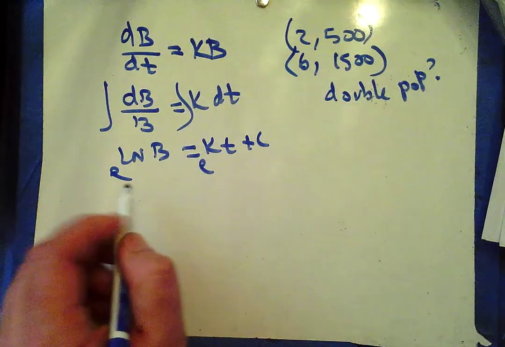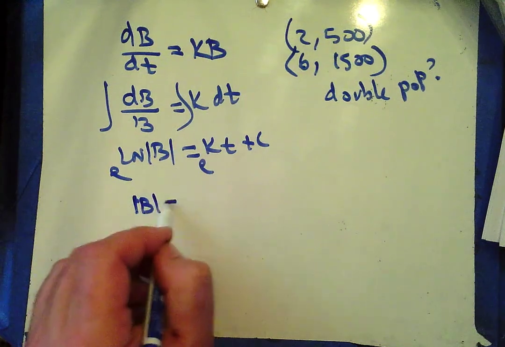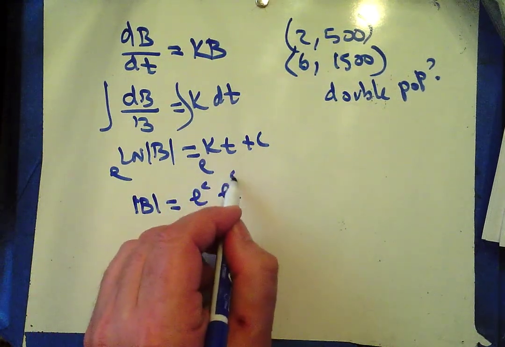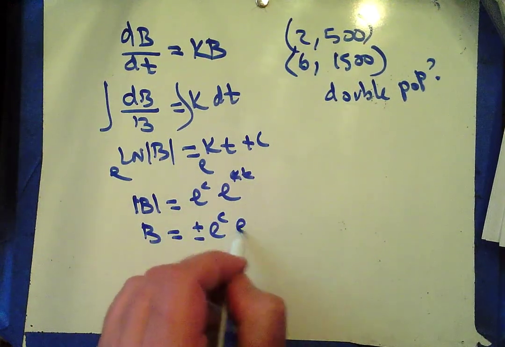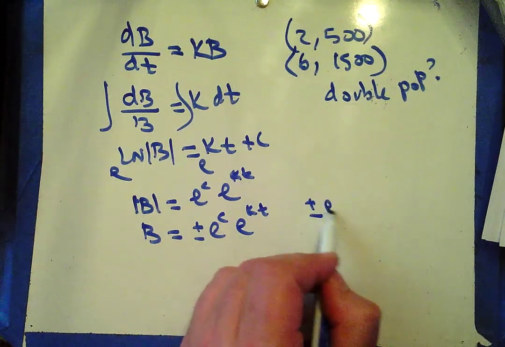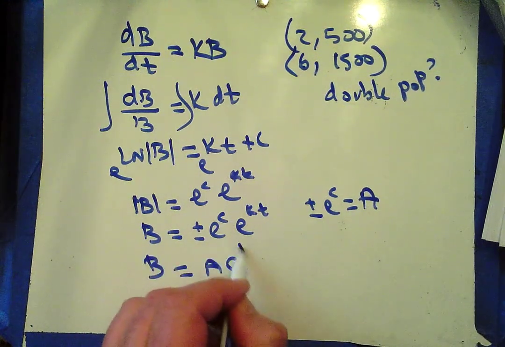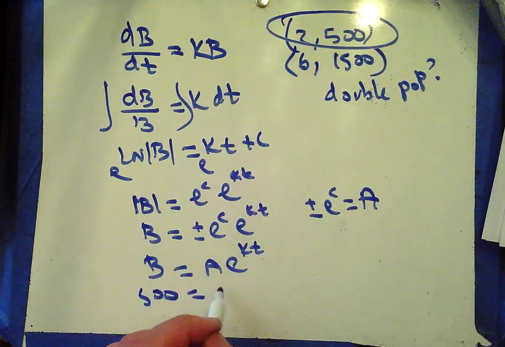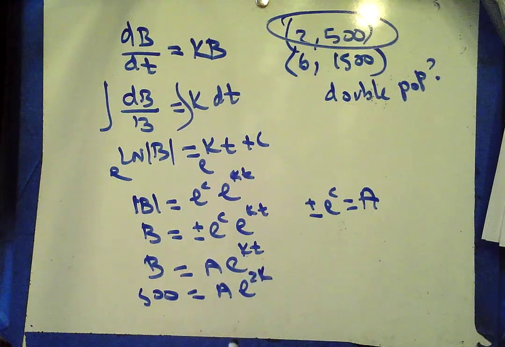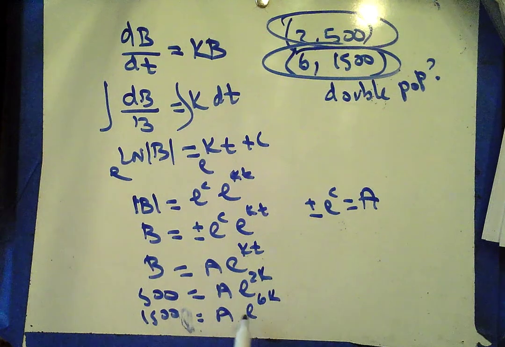We exponentiate, we get absolute B equals e to the C, e to the kt. We get B equals plus or minus e to the C, e to the kt. We'll say plus or minus e to the C equals A. And so B equals A e to the kt. Now we can plug in what we know. We know 500 equals A e to the 2k. And we can plug in what we know, 1500 equals A e to the 6k.